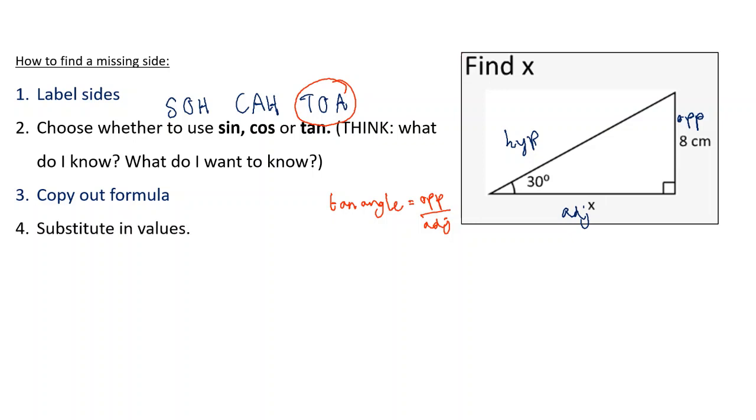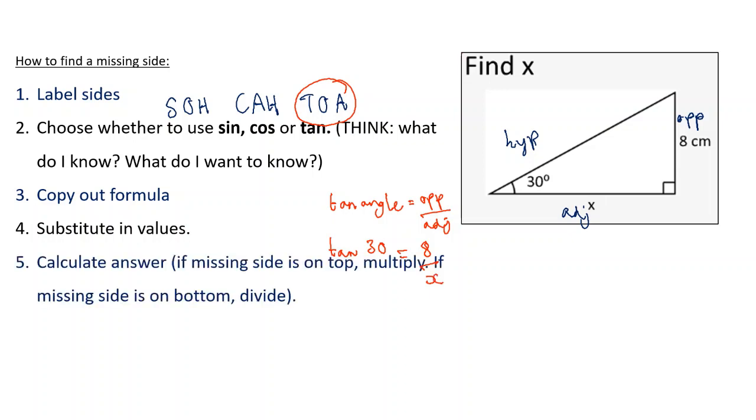After that, we rewrite this using the numbers from the question, the values from the question. So it's going to be tan, the angle is 30, so tan of 30 degrees equals the opposite, which is 8, over the adjacent, which is x. Now, at this point, I'm going to rewrite the tan 30 equals 8 over x, but just so you can see a little bit clearer.